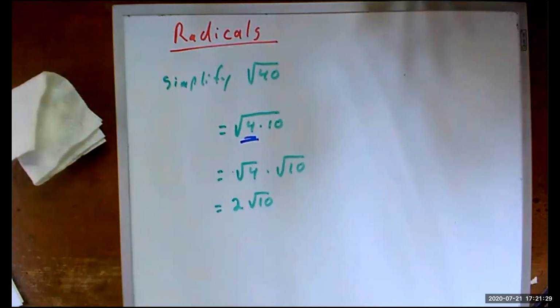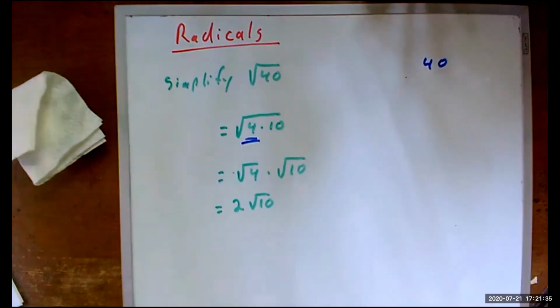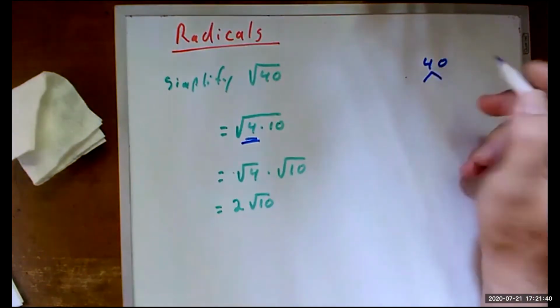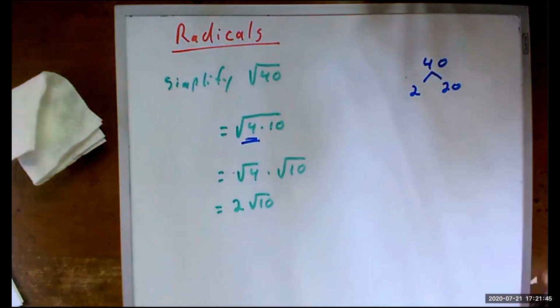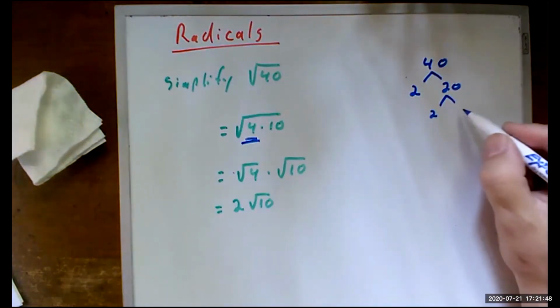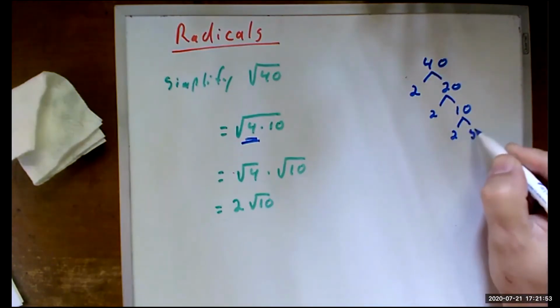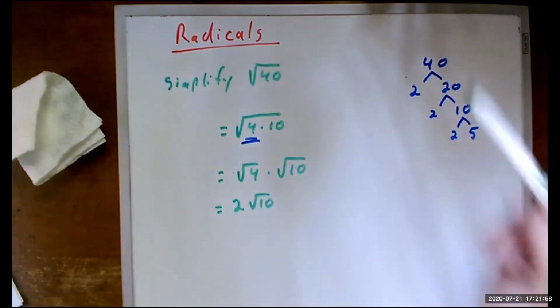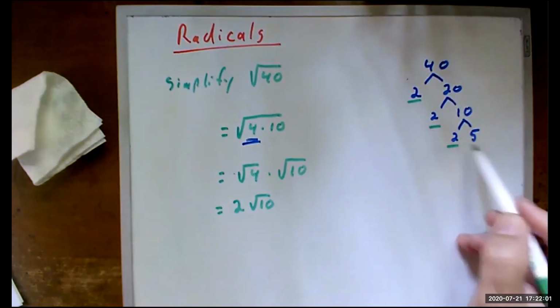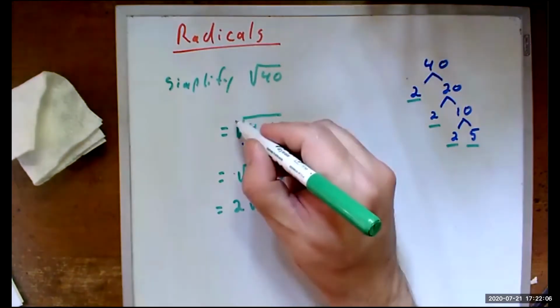The other way I could do this, if I'm not quite as comfortable with all of that, is I can do what's called a factor tree. I'm going to do this in a different color just so that it's clear that it's a different process. With a factor tree, you're just trying to break things down to all of its smallest basic factors. So 40, it's an even number, so I'll divide it by 2, which will leave me with 20. 20 also divides by 2, which leaves you with 10. 10 divides by 2, and that leaves me with 5.